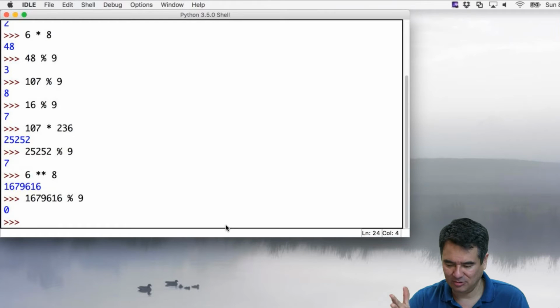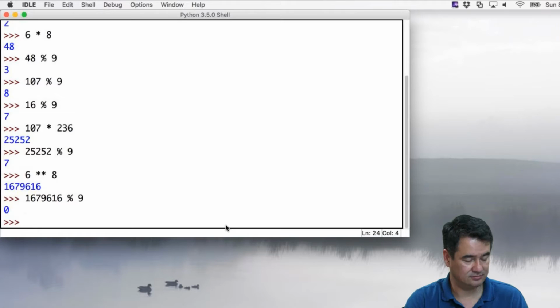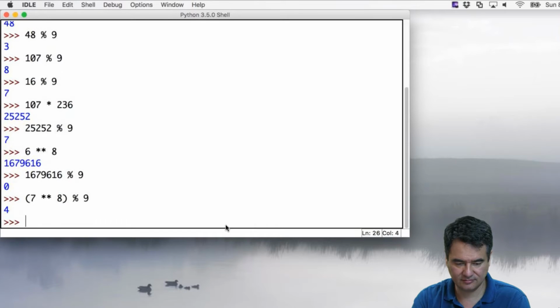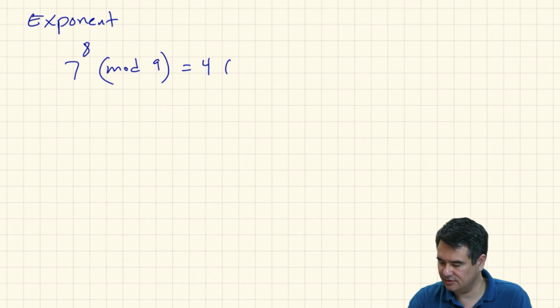That'll work for an example, but I think a better example, let's change our numbers a bit. Let's do 7 to the 8th. Let's try it out. 7 to the 8th power. Four. Okay, that's come out better. So this is equal to 4 mod 9. So we know that's the answer.